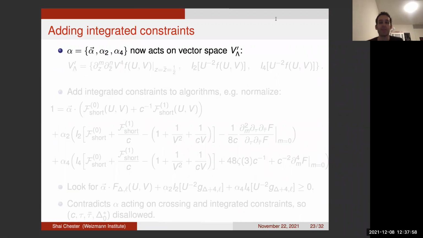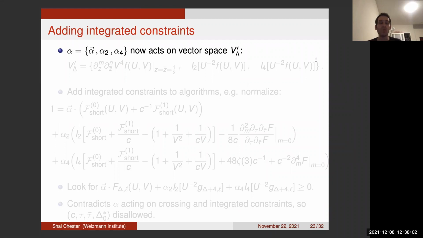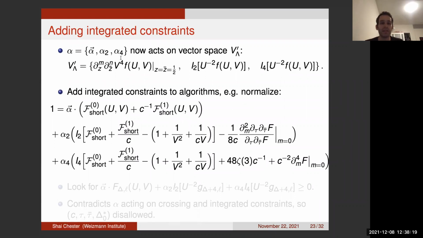Now let's see how we have to change things when we add integrated constraints. Now the vector space will have two extra elements, alpha 2 and alpha 4, acting on this bigger vector space, which now includes the integral I2 as well as the integral I4 on your function f. That means every single step in the algorithm, wherever we had things acting on the v prime part of the vector space, which was the derivatives of v in z and z bar, now we have to add in these two other elements of the vector space.